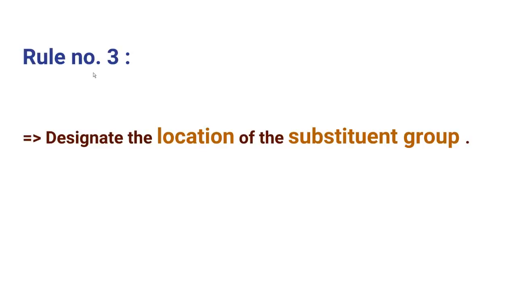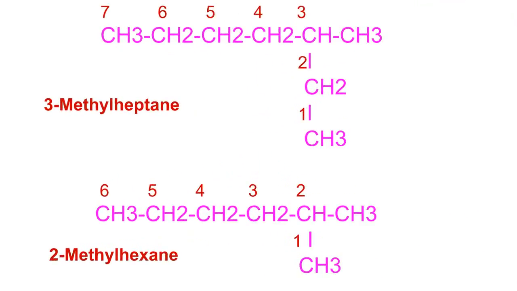Students, rule number 3 says use the numbers obtained by the application of rule 2 to designate the location of the substituent group. The parent name is placed last and the substituent group preceded by the number designating its location on the chain is placed first. Numbers are separated from the words by a hyphen. This is a hyphen, so numbers are separated from the words by a hyphen.